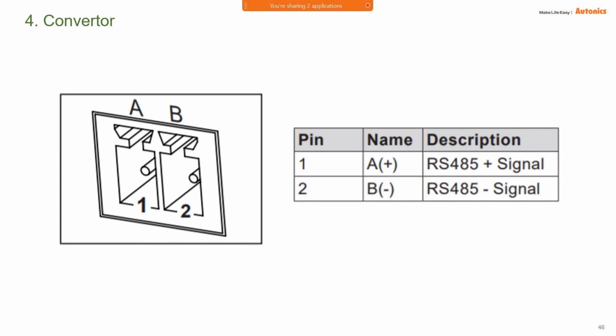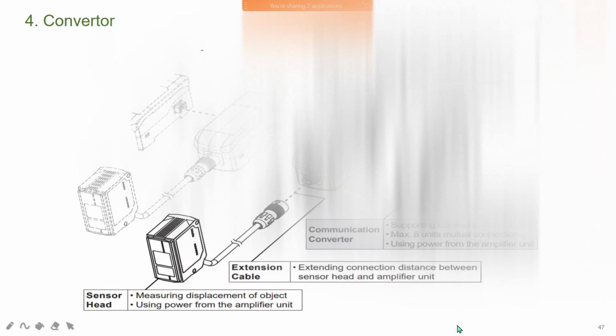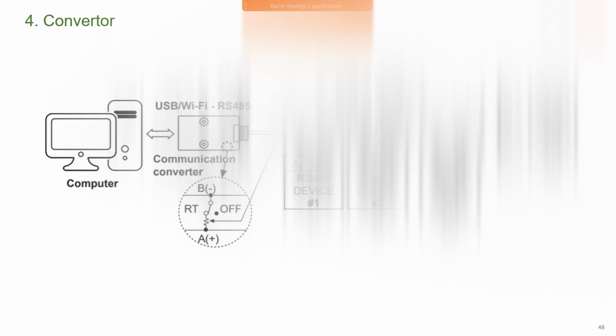Okay, normally the RS485 connection has 2 pins, A and B. Normally A is plus, B is minus. So to do the connection, the BD is in front, attached to the BD amplifier. The unit count is up to 32 units, unit number 1 until 32, if you are using RS485 communication.